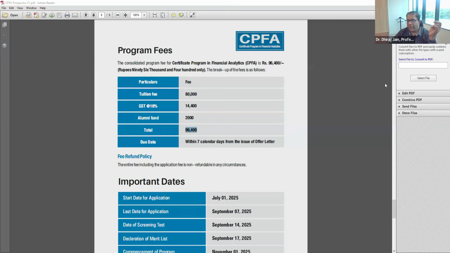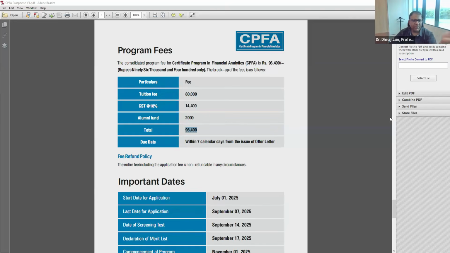Are you going to launch the advanced program? Yes, right now we have not launched it, but we will be launching an advanced financial analytics certificate also. We will most probably be clubbing all these together. We have another program, a certificate program in data sciences. We are in the planning stage, and we will surely be launching it, because we have got an approval from SEBI also.